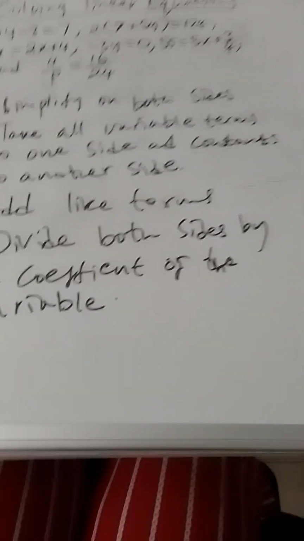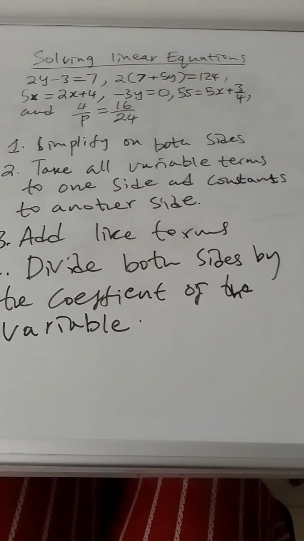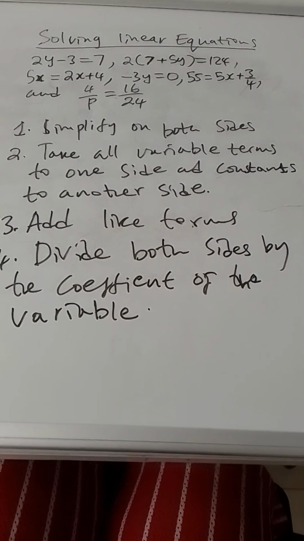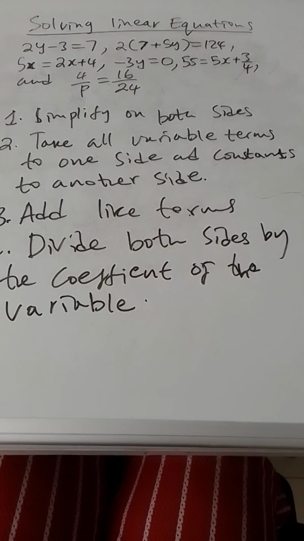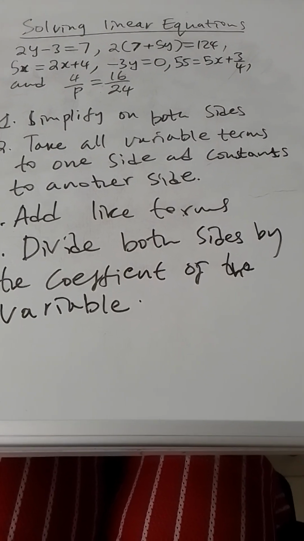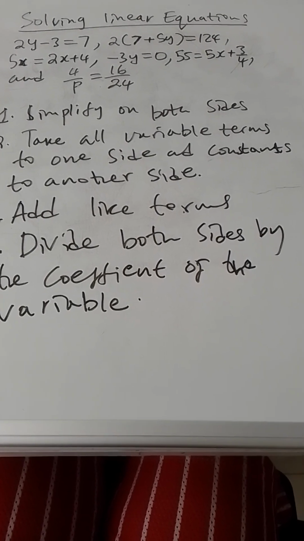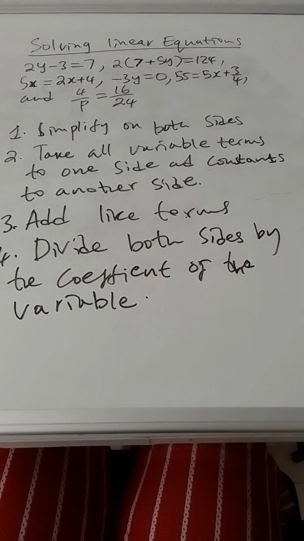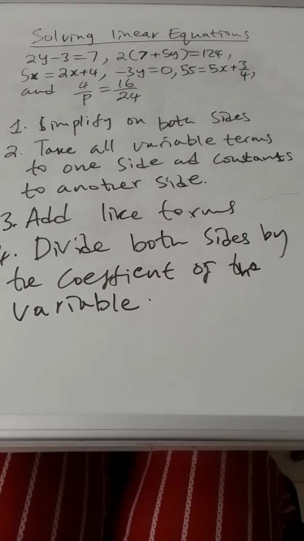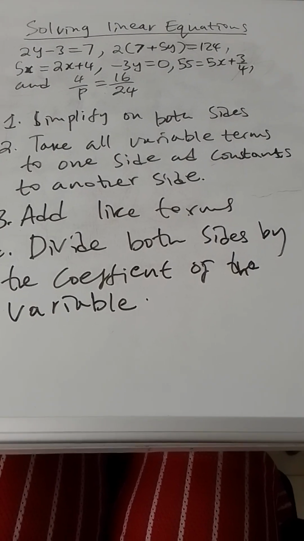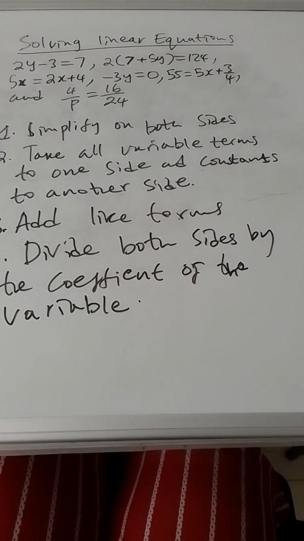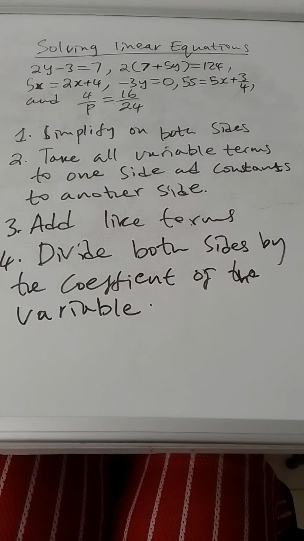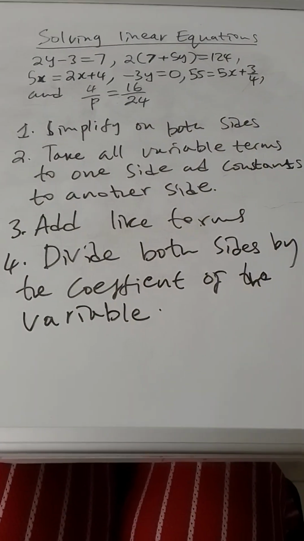So let's go through the steps again. You first simplify on both sides of the linear equation that you have. Once you have simplified, you will have individual terms added together. Then you take all variable terms, in other words, the terms that have the variable, x, y, or whatever, to one side, and the constants, in other words, the terms that do not have variables, to another side. Then from there, you add the terms on each side together. Then you'll be left with one term on either side of the equal sign. Then you divide both sides by the coefficient of the variable.